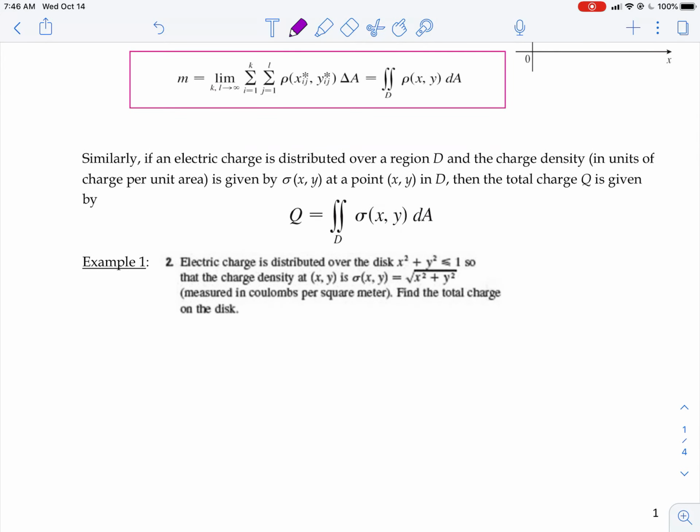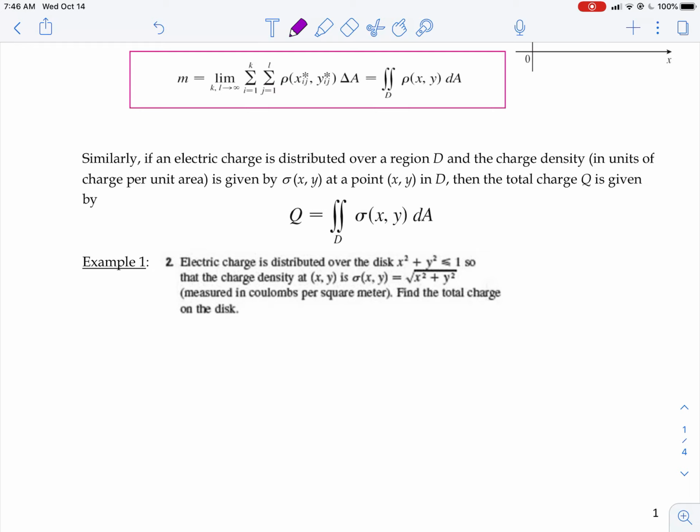And so let's go ahead and do example 1. Electric charge is distributed over the disk x squared plus y squared is less than or equal to 1, so that the charge density at x, y is sigma equals the square root of x squared plus y squared, measured in coulombs per square meter. Find the total charge on the disk.